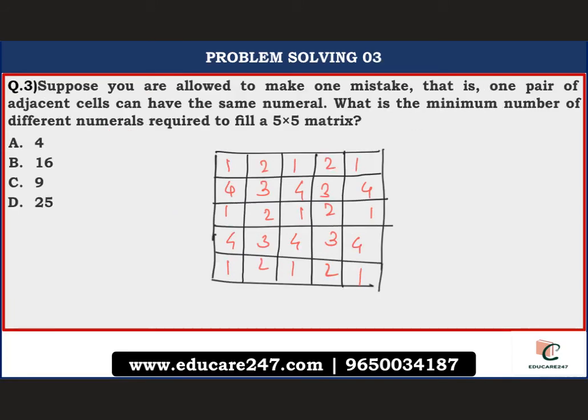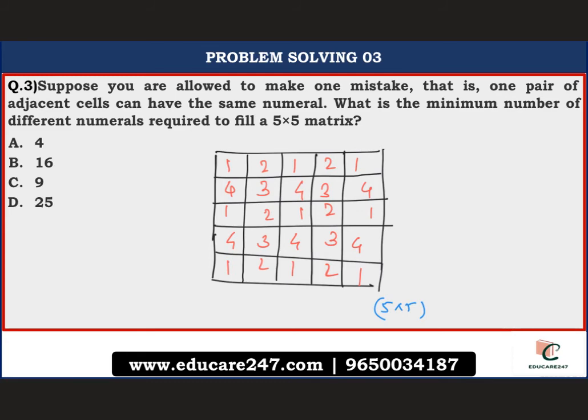So let us read this question. Suppose you are allowed to make one mistake. That is, one pair of adjacent cells can have the same numeral. What is the minimum number of different numerals required to fill a 5 by 5 matrix? So this was what we got, filling of a minimum 5 by 5 matrix from the previous question, right? Correct. We needed basically a minimum of 4 numericals to fill without making any mistake.